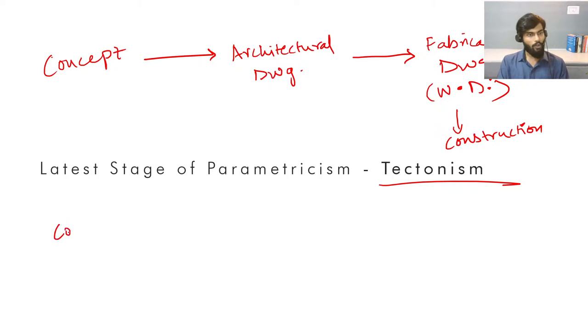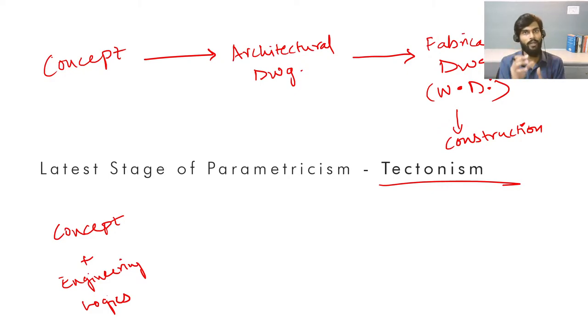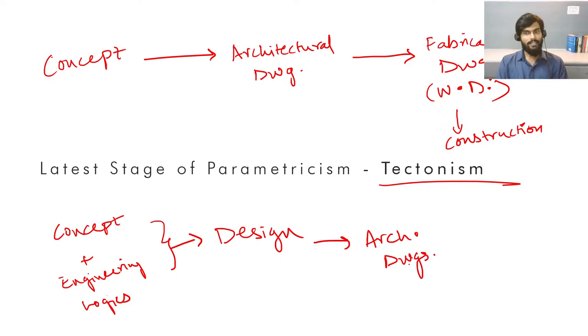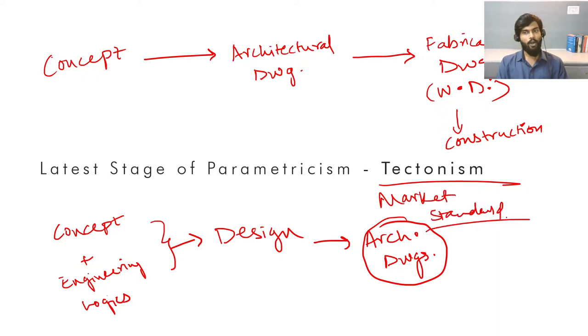What happens is, right at the conceptual stage, you bring in engineering logics. When I say engineering logics, I mean how the material would get joined with each other. If there is one beam, there is another column, how would it get joined? And you do not need to get into the technicality, just try to understand what I'm trying to say here. So you bring in the engineering logics right at that stage, and then the combination of both of these produces the design. Now, when you produce architectural drawings out of it, these drawings are automatically optimized to the market standards, so you do not have to custom produce anything. You can directly use whatever you define in engineering logics right at this stage.